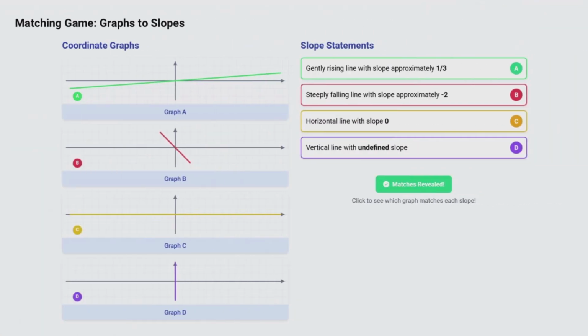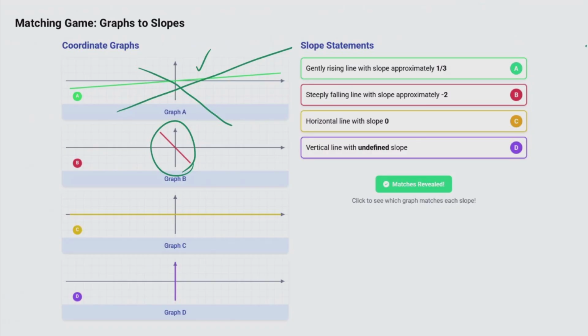So this is some kind of a matching game. As you can see over here at the first point, I do have a very light slope. It means that it's a gently rising line with a slope of approximately 0.333, or 1/3. After that, we do have the steeply falling line with a negative slope. By the way, when we have a line like this, the slope is positive, the rise over run is positive, and when we have it like that, the rise over run is negative. So this guy, the slope is negative.